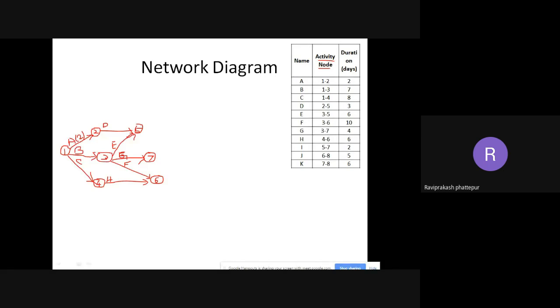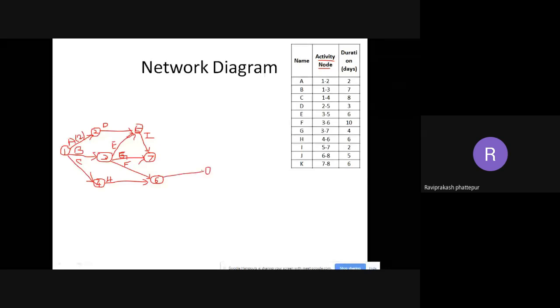So we are drawing A, that is 1 to 2, B 1 to 3. Yesterday I explained burst and merge events. So this is a burst event starting at node 1 itself. Node 1 has 3 activities starting simultaneously. A will start, B will start and C will start. It is a burst event. Many activities are coming out of one particular node, so it is called a burst event.